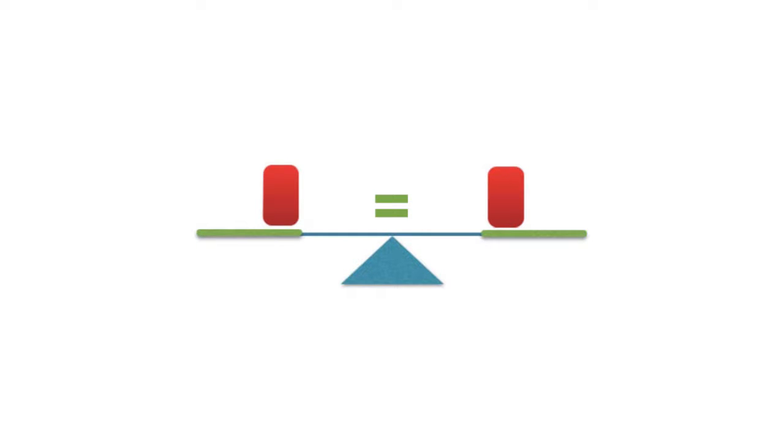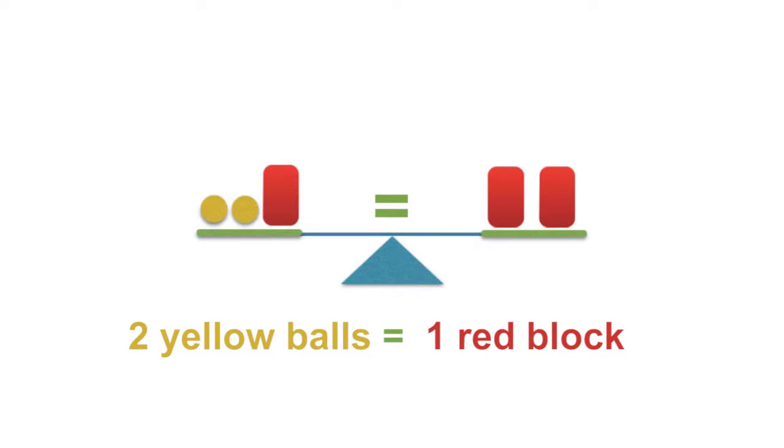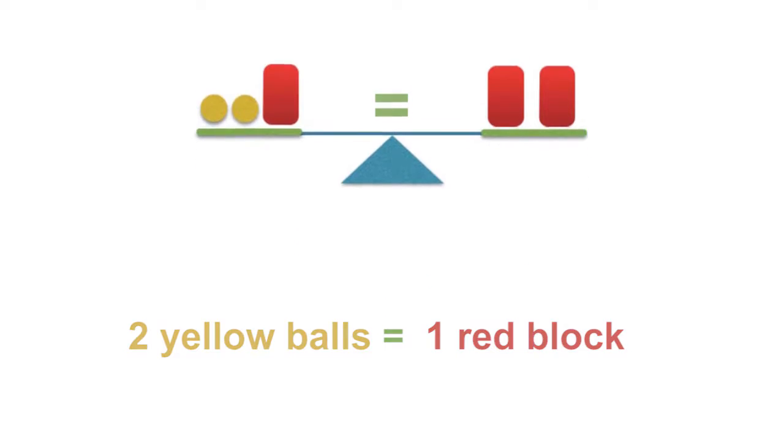A balance scale can also be used to show equivalence with non-identical items. Here I have two yellow balls and one red block on one side of the scale, while the other side has two red blocks. Since the scale is balanced, the value of the objects on one side are equal to the value of the objects on the other side. This means two yellow balls are equivalent to one red block.